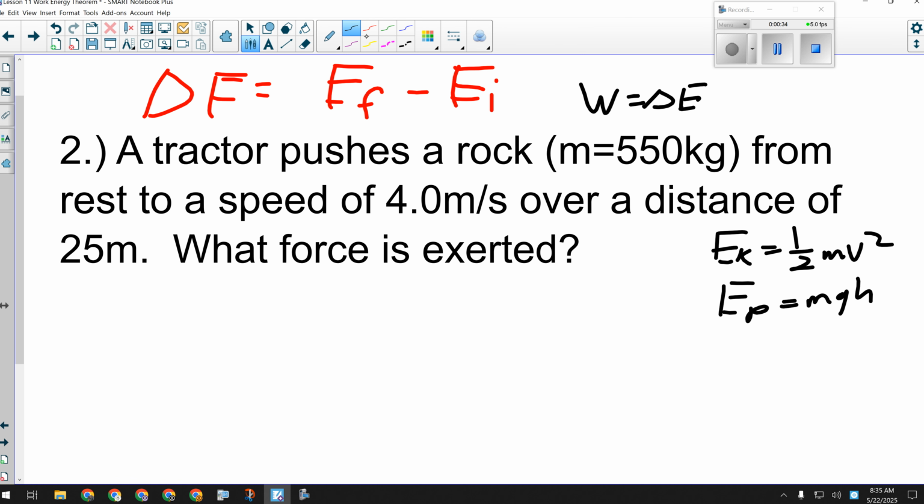Remember from yesterday, the first thing we want to do is write down our givens, then identify what kind of energy is being changed, then we can put in our formulas, manipulate, and solve.